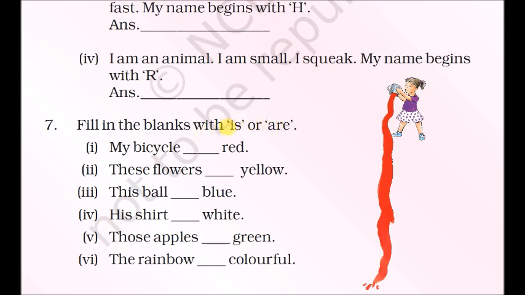Is एक के लिए यूज होता है, are एक से अधिक के लिए यूज होता है. Singular and plural. My bicycle is red. These flowers are yellow. This ball is blue. His shirt is white. Those apples are green.